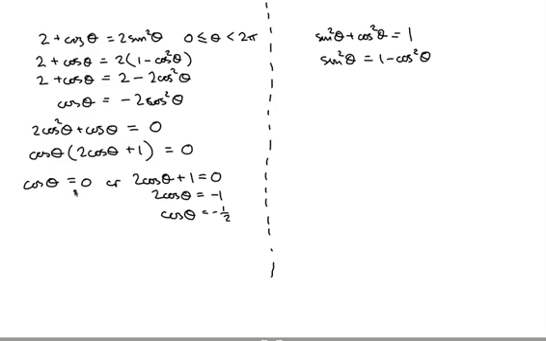So this first one, cos theta equals 0, would come from the cosine graph. Starts off at 1, down to 0, negative 1, back up 0, back up to 1. So there's our cosine graph. When is the cosine equal to 0? It happens at pi upon 2 and 3 lots of pi upon 2. So theta equals pi upon 2, 3 pi upon 2.